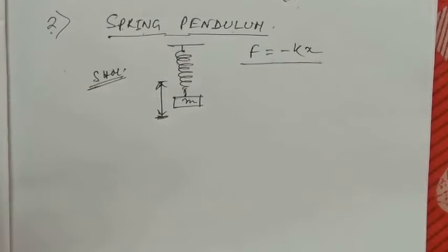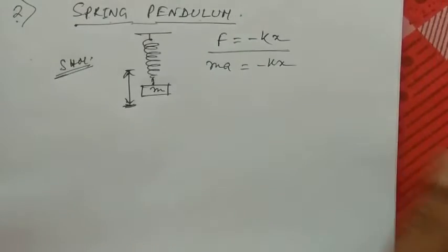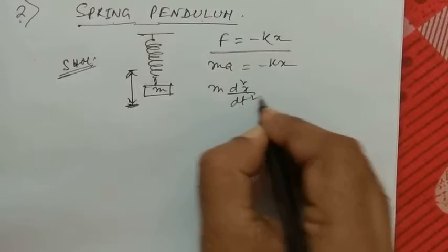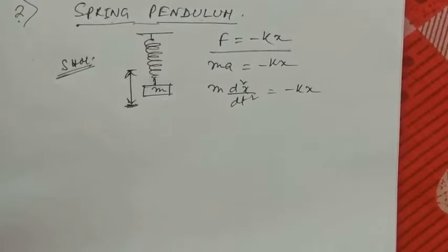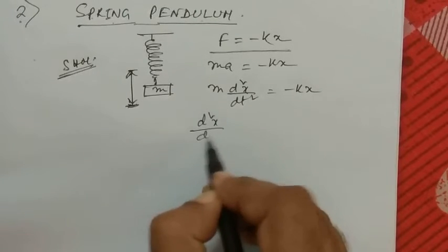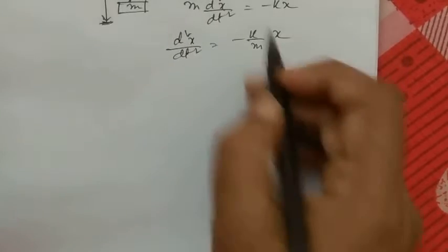Now what was F? It was M into A, equal to minus kx. According to the calculus form, we can write A as d square x by dt square, that means the double derivative of the displacement. The first derivative of displacement gives velocity, and the second derivative gives acceleration. So d square x by dt square becomes minus k by m x.